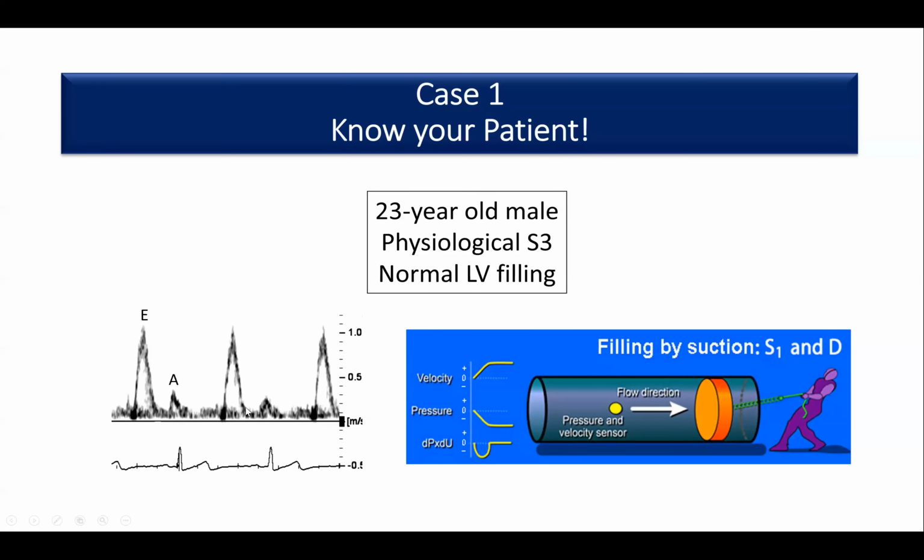So you have a large E wave. Not much blood is left for end diastole, so you end up having a small A wave. So this is what we call filling by suction. Okay, so this is a patient who has superb diastolic properties, even though the E to A ratio is quite high. But remember, this patient also has normal LV ejection fraction.